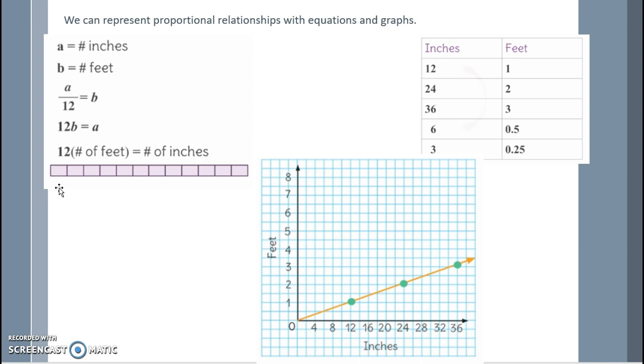Notice how our graph is a nice straight graph. Along the bottom, I have inches, and along the left, I have feet. It makes sense that if I have 0 inches, I have 0 feet. So if I go to 12 inches, I have 1 foot. If I go to 24 inches, I have 2. 36, I have 3. And if this were to continue, 48 would give me 4, and further and further.